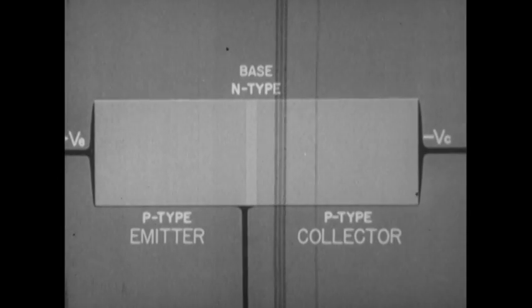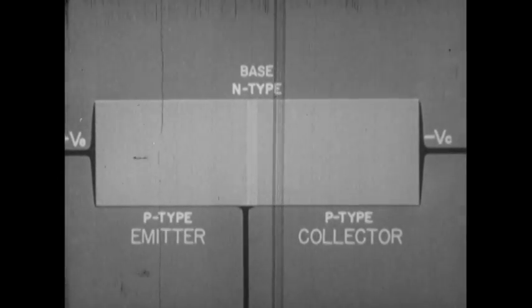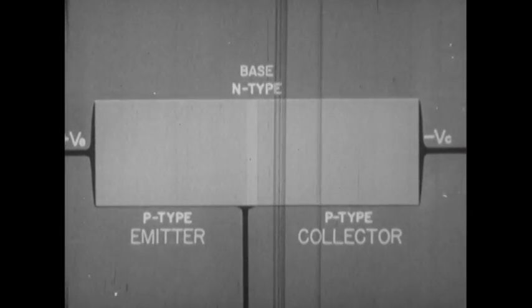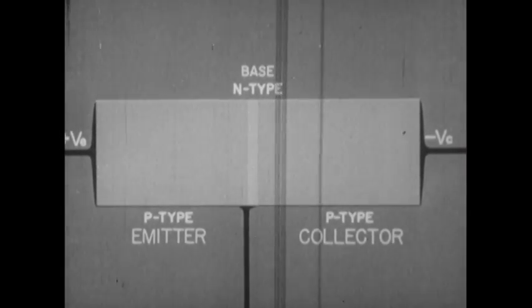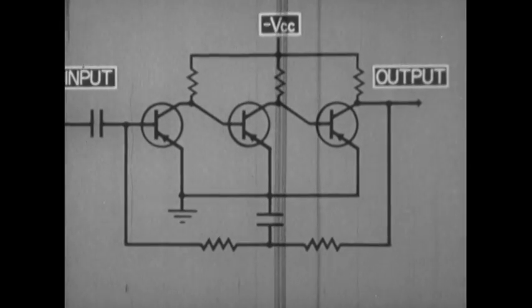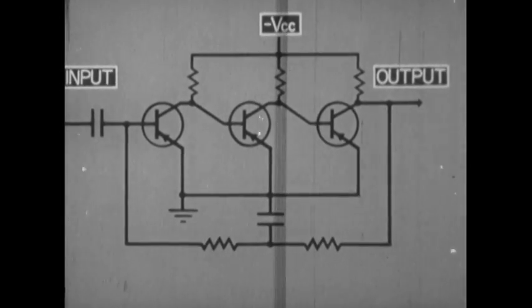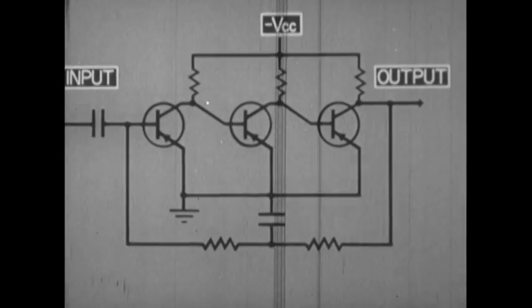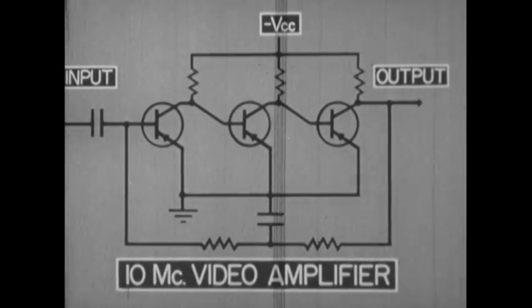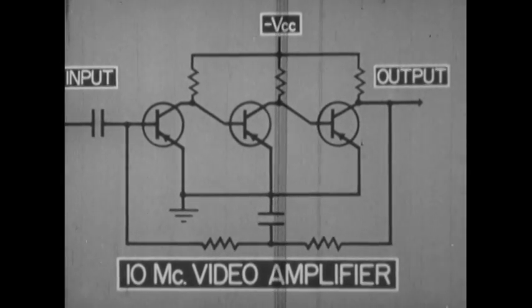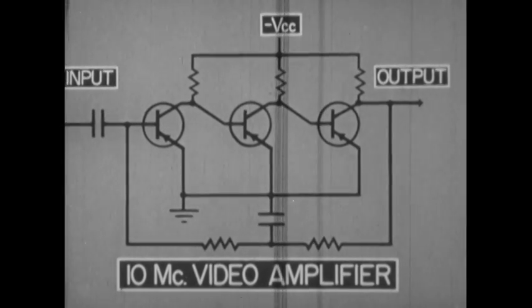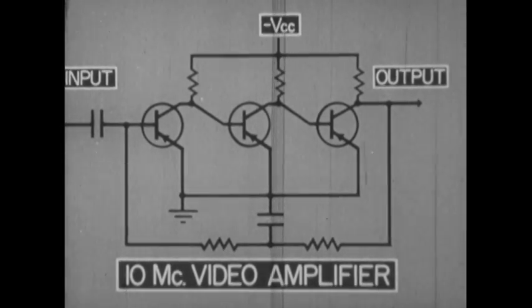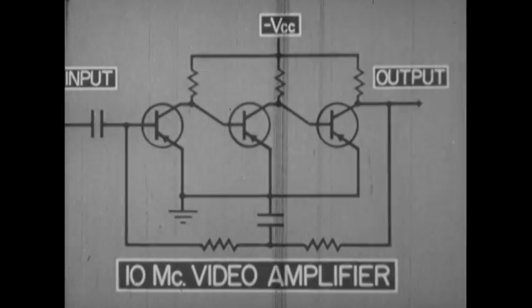The transistor's small size and low power consumption more than offset its high frequency disadvantages in many applications. For example, this three-stage circuit using surface barrier transistors is a direct coupled video amplifier. It is an efficient amplifier of frequencies up to 10 megacycles. Yet it consumes very little power and is not much bigger than the end of your thumb.